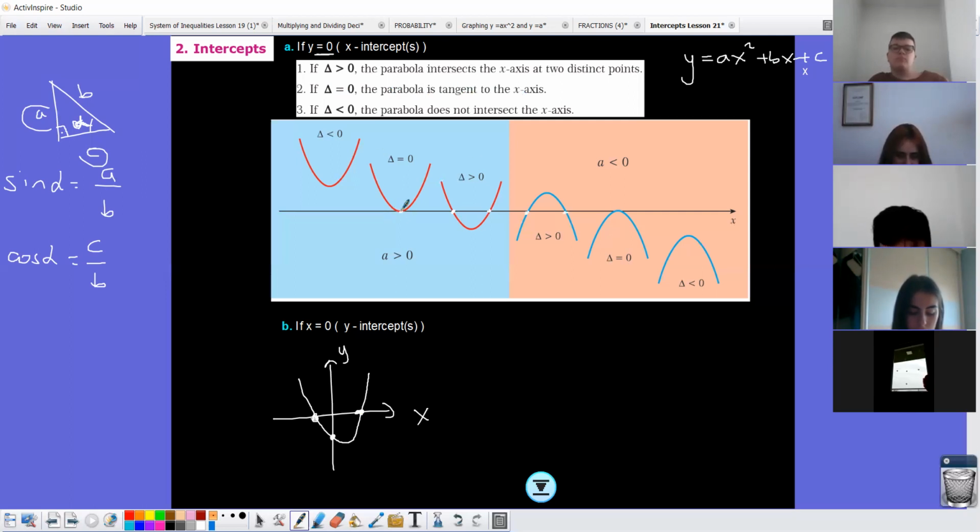It will be like this. There won't be 2 points that cut the x-axis. Only in 1 point will the parabola touch the x-axis, if your discriminant is equal to 0. If your discriminant is less than 0, if you don't have real roots, your parabola will not cut the x-axis at all, okay?